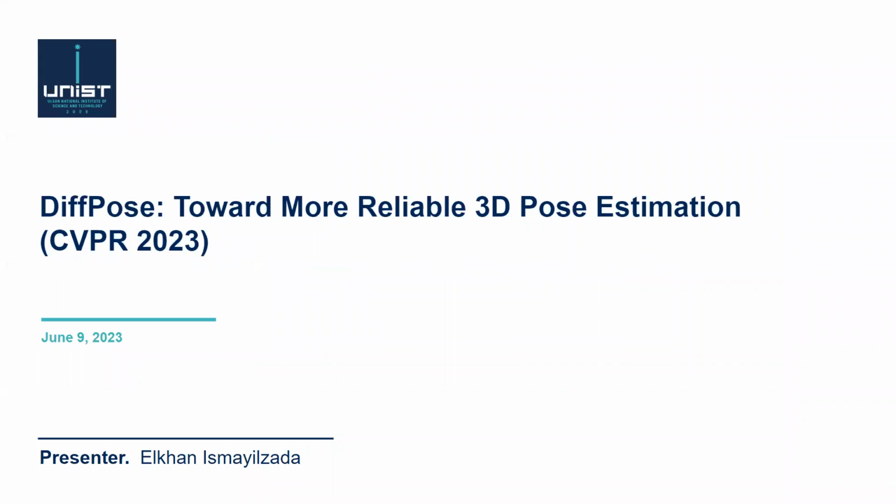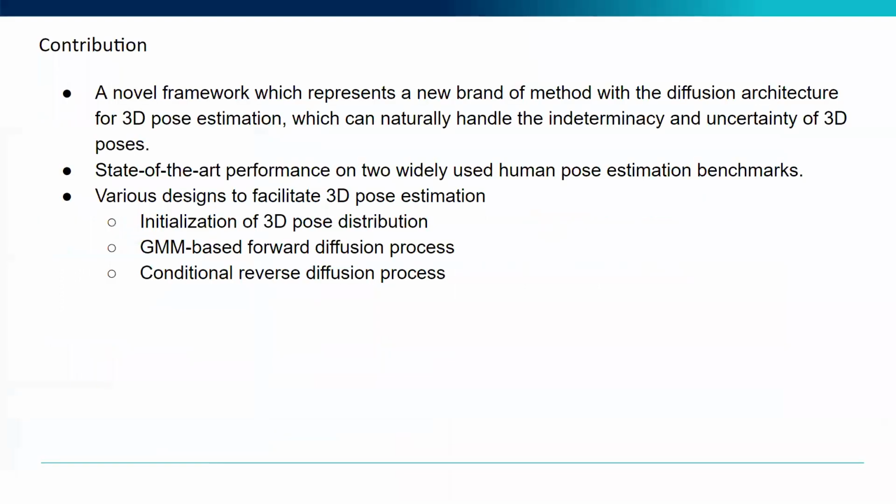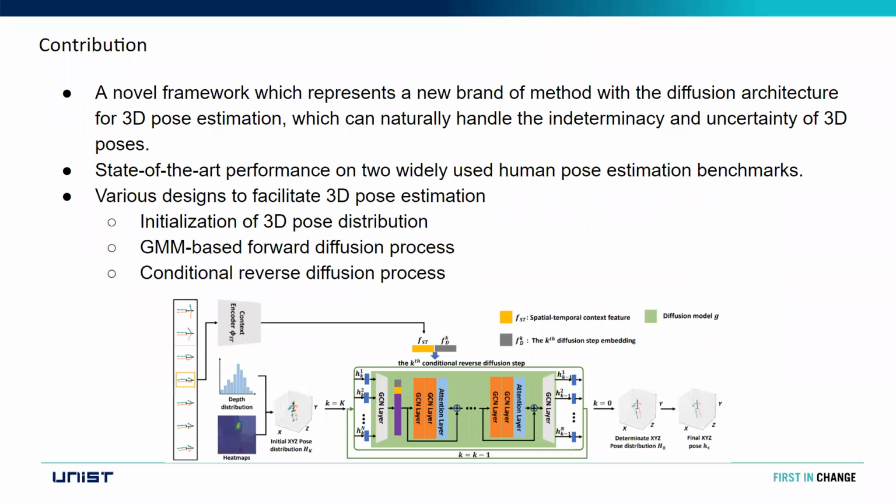Today I'm going to present a CVPR 2023 paper called DiffusionPose: Toward More Reliable 3D Pose Estimation. This is one of the pioneering papers about using diffusion for pose estimation. About the contribution first, they propose a novel framework that represents a new brand of method with a diffusion architecture for 3D pose estimation, and that can naturally handle the indeterminacy and uncertainty of 3D poses.